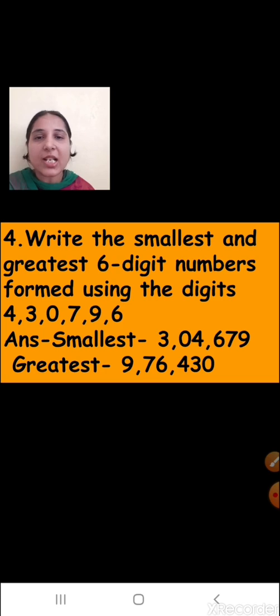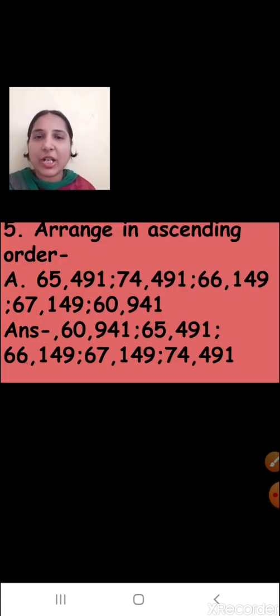And what would be the greatest 6-digit number? Using all these digits, we have to arrange the digits in descending order. It means from greater to smaller. So what would be the number? Greatest 6-digit number? It would be 9,76,430. Okay.